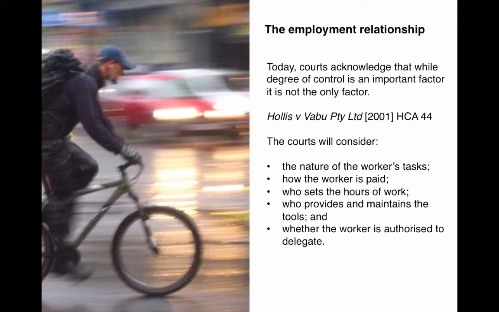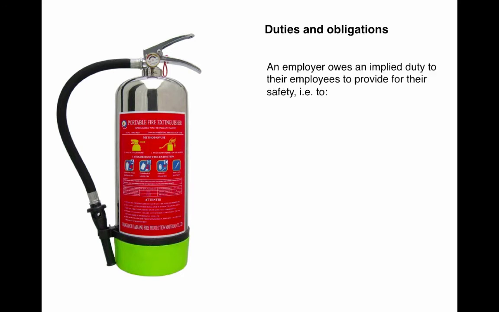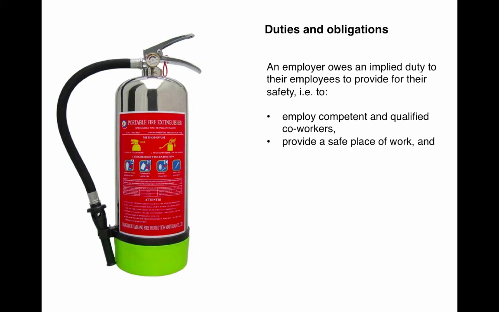An independent contractor is entitled to get somebody else to help them or even to do the work for them, as long as the work gets done. But an employee, of course, has to do the work themselves. Employers and employees also owe each other duties and obligations. An employer owes an implied duty to their employees to provide for their safety. That is, to employ competent and qualified co-workers, to provide a safe place of work, and to exercise reasonable care in the supervision of the place of work.